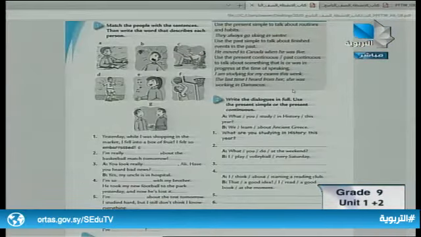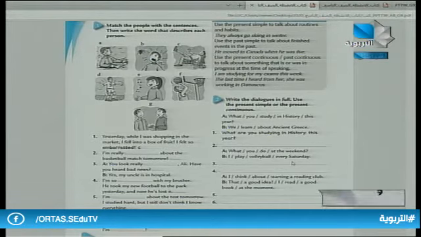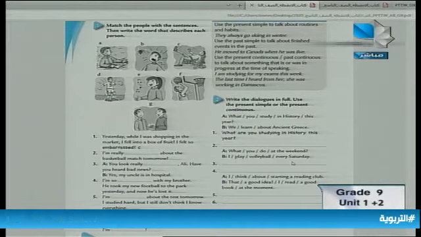Let's move to the second one. What you do at the weekend? Let's move to the answer. I play volleyball every Saturday. Very nice. Here we have every Saturday, which is an adverb of frequency. So we have to use present simple. Present simple, yes, because we have every day.